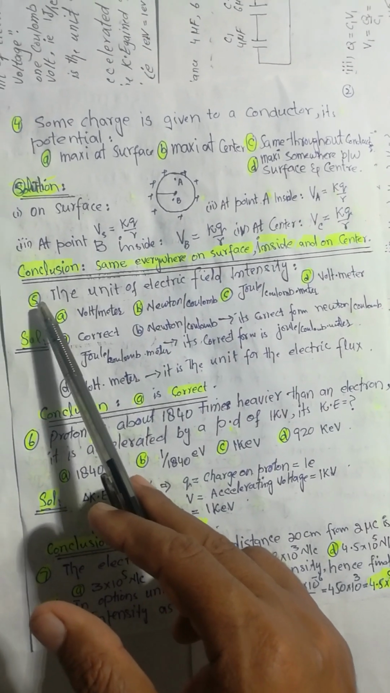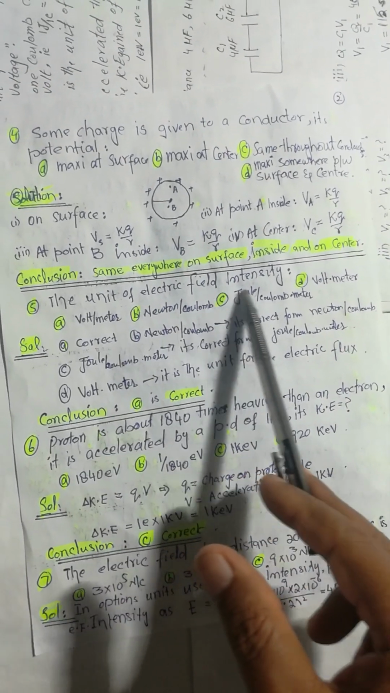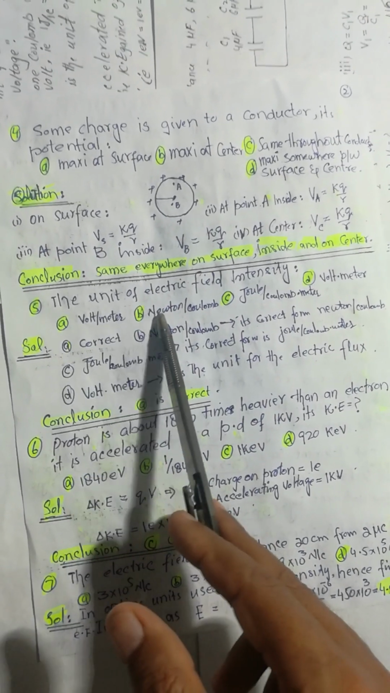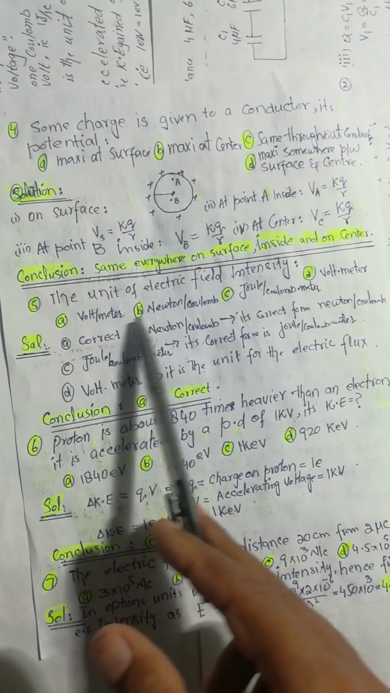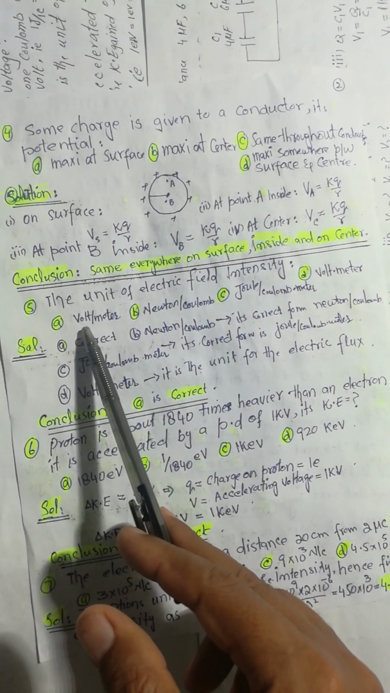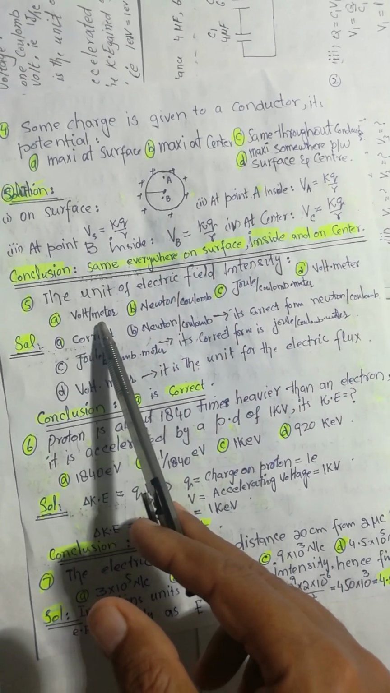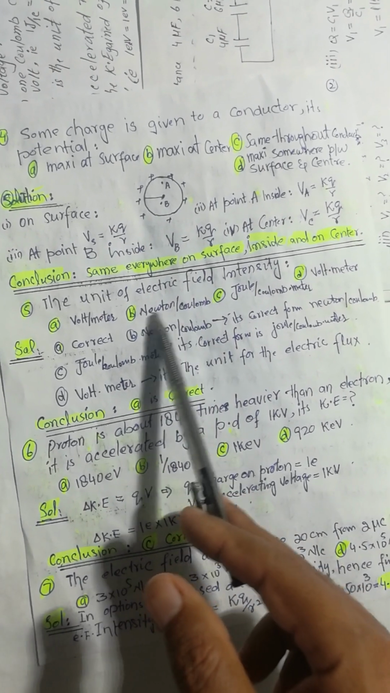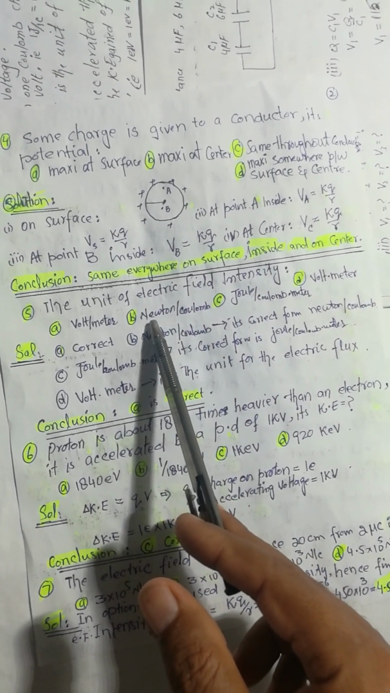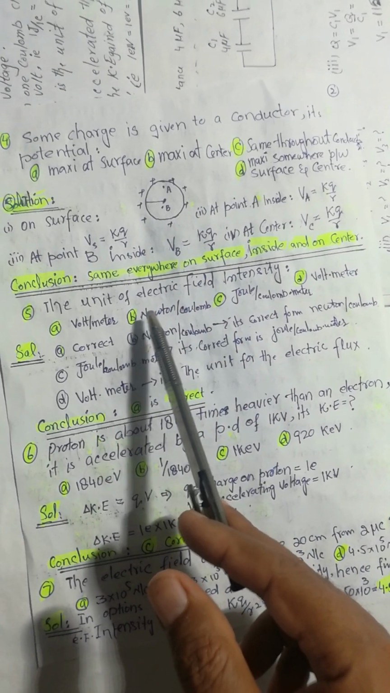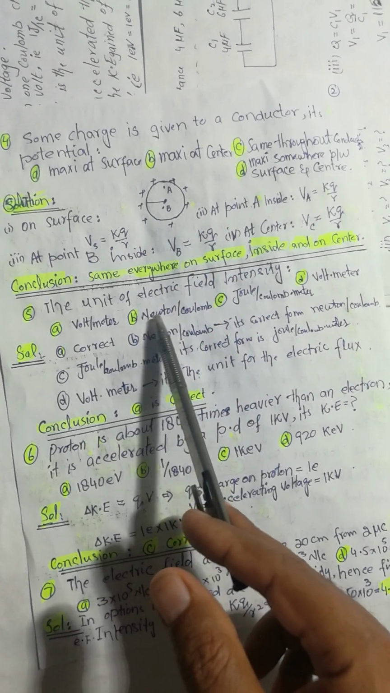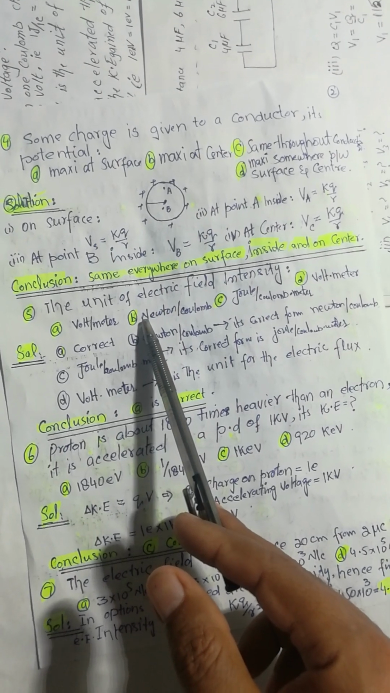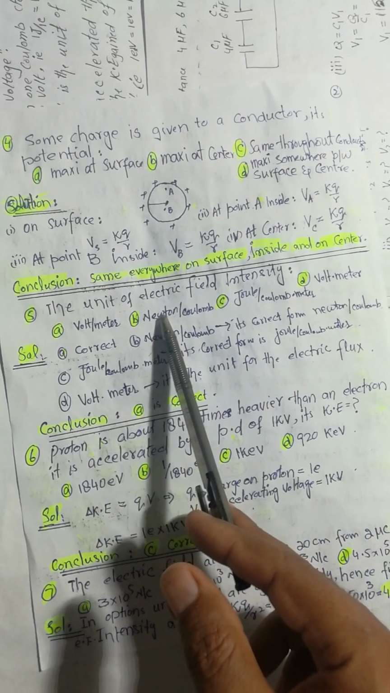Now come to question number 15. The unit of electric field intensity. The question is asking which one is the unit for the electric field intensity. Options A, B, C, and D. So we see that volt per meter is the unit of electric field intensity. Newton per coulomb is also the unit of electric field intensity, but here Newton was a scientist and his name should be written in small letters, but here N is written in the capital form. So this option is wrong.